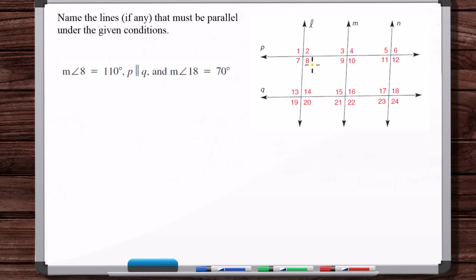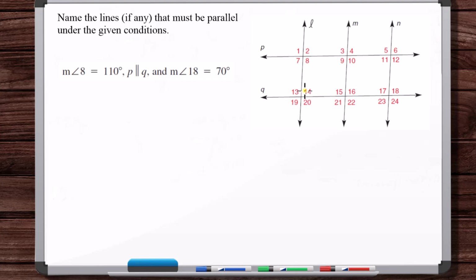Okay, if the measure of angle 8 is 110 degrees, P is parallel to Q, and the measure of angle 18 is 70 degrees. Okay, interesting. So angle 8 is created by lines P and L, and angle 18 is created by lines Q and N. Which would normally mean it doesn't give us any information, but they give us something else here. They say lines P and Q are parallel. So if lines P and Q are parallel, and we've got some information about angle 8, then we can relate that to these angles here. If lines P and Q are parallel, cut by transversal L, then we know that angles 8 and 14 are supplementary.